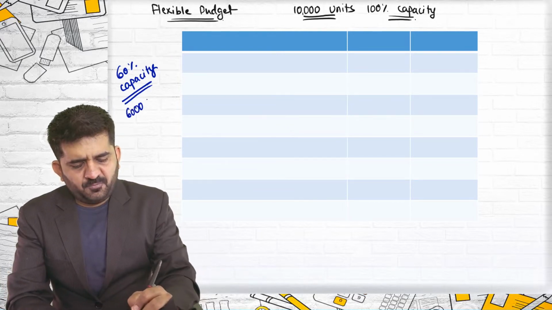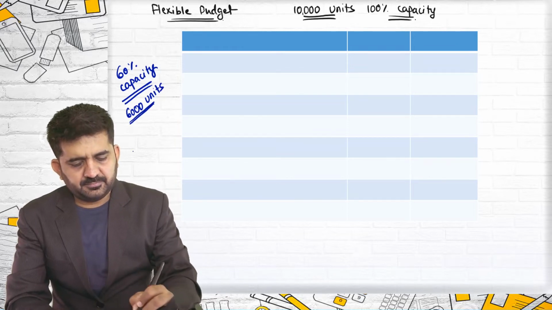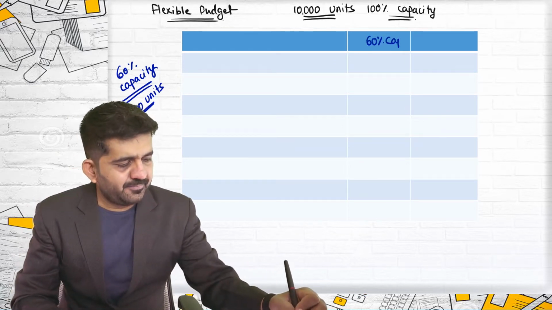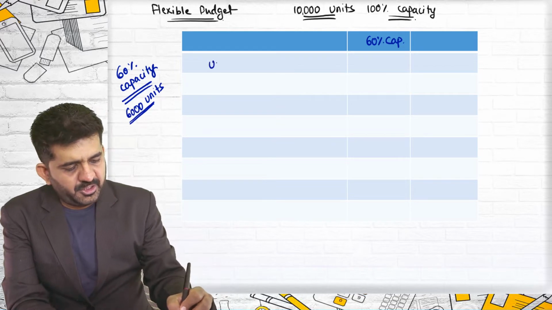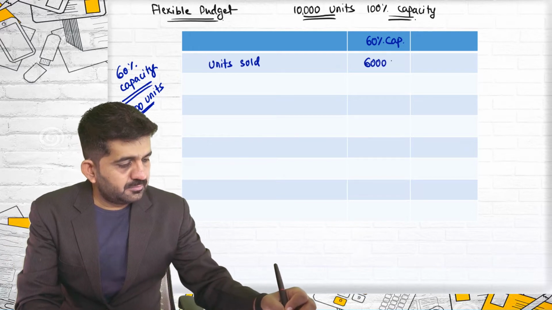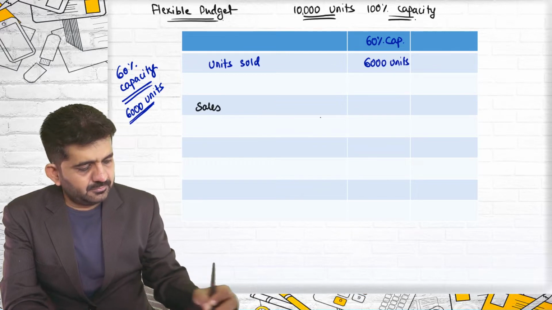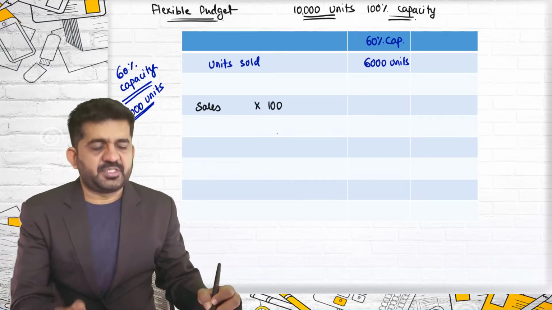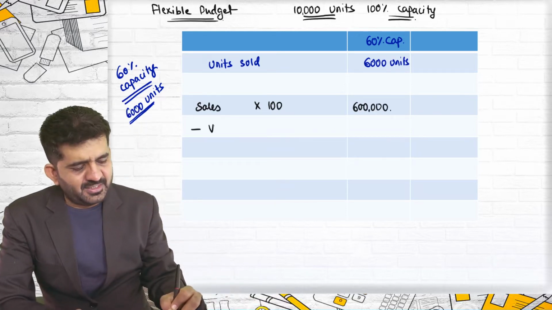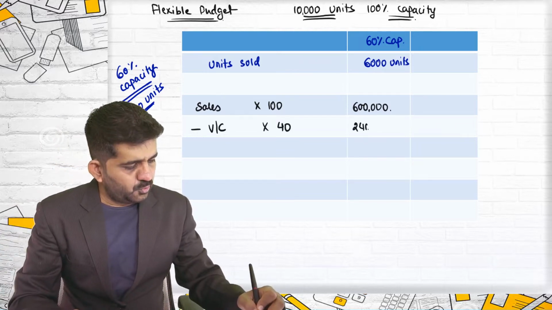So it is actually working at 60% capacity, manufacturing and selling 6,000 units. And at 60% capacity, the data is given. Units sold will be 6,000 units. Also, sales is given. Sales is at the rate of rupees 100, so it will be 6 lakhs. Minus variable cost, given at the rate of rupees 40 per unit, so it is 2,40,000.